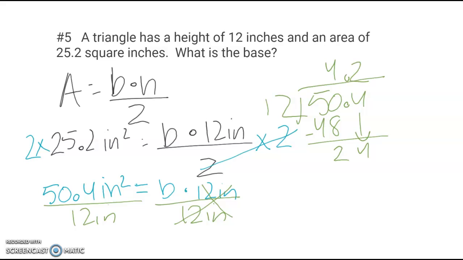The inches, one of these inches is going to cancel out on the inches squared, and the inches squared on the bottom is going to cancel out entirely. So I know that my base is equal to 4.2 inches.